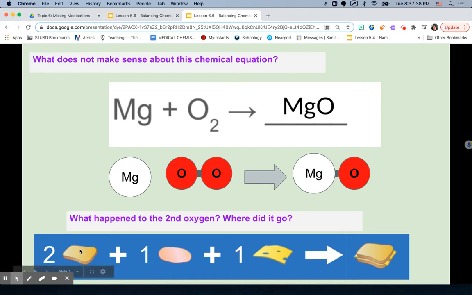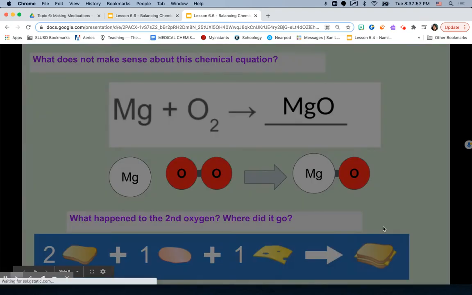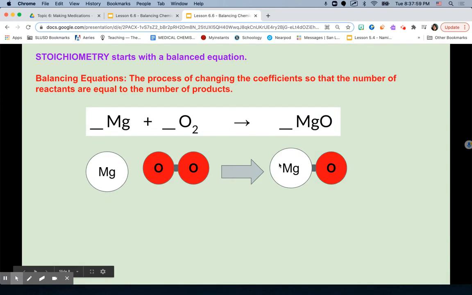It's like if I had a recipe for a ham and cheese sandwich that required 2 slices of bread, 1 slice of ham, 1 slice of cheese, and then in my product, I said, okay, here you go. Here is a grilled cheese sandwich. You might be wondering, where did that ham go?